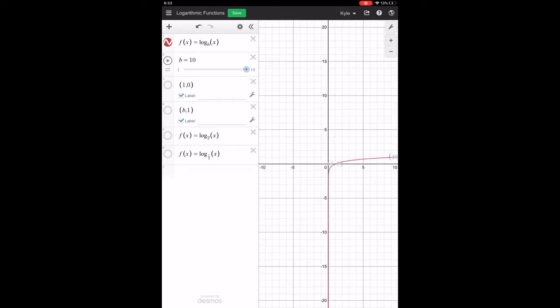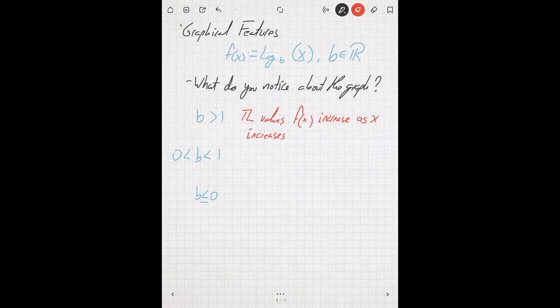So maybe let's write that down. The values of f of x increase as x increases, and in parentheses, I'm going to write that we are increasing very slowly. That's something that you see with this shape, this logarithmic shape to the graph. Instead of working with exponentials where we could increase very, very rapidly, logarithms increase very, very slowly. Now, that's what happens when b is greater than 1.